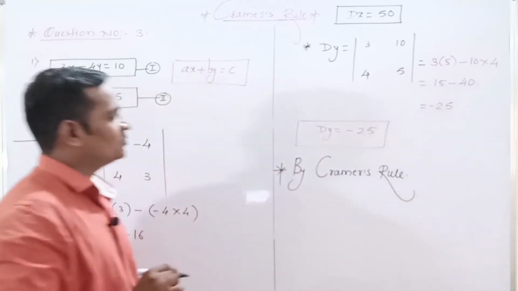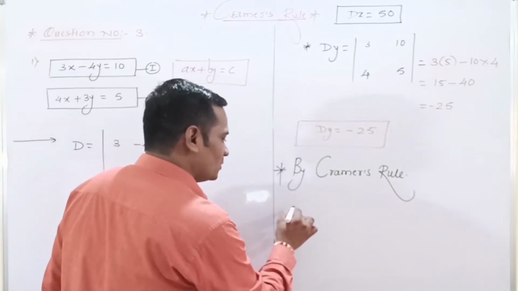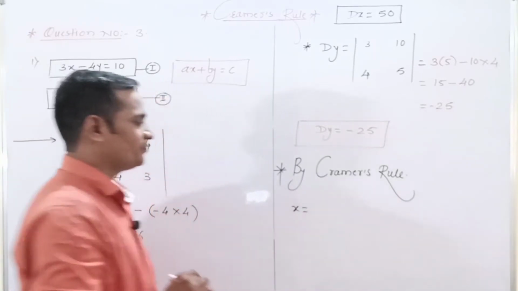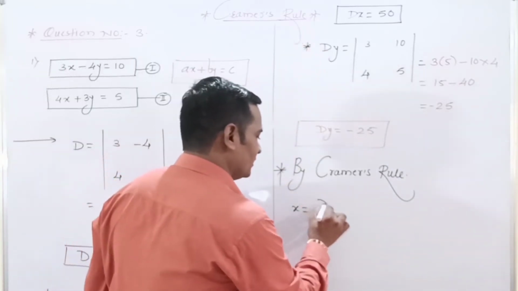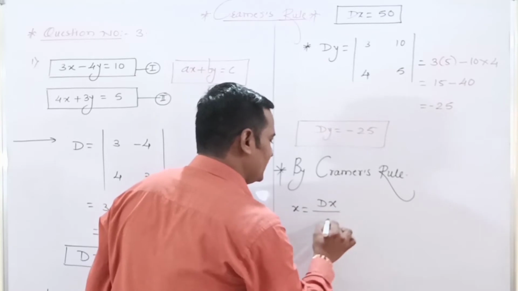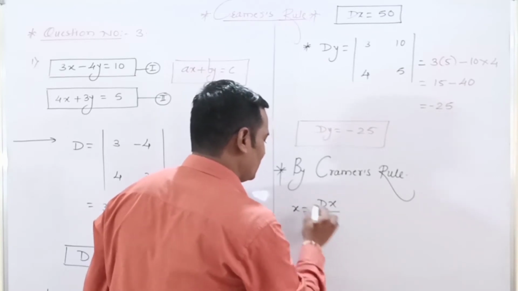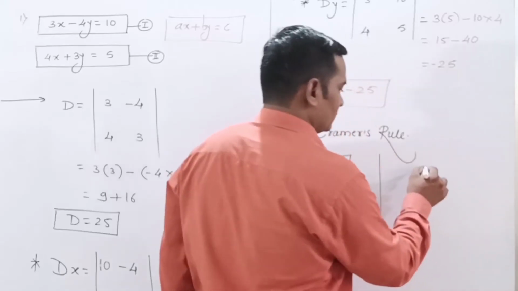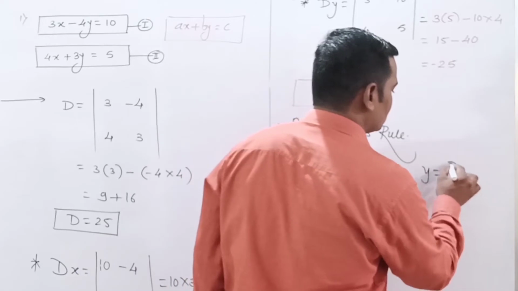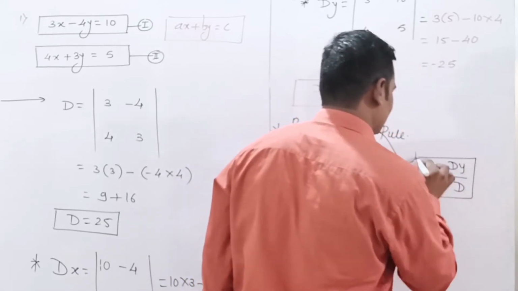Now what is that Cramer's rule? By using Cramer's rule, if we want to find the value of the variable x, then x is equal to dx upon d. Look at that, dx upon d. This is the formula, and similarly y is equal to dy upon d. Okay, this is the formula.